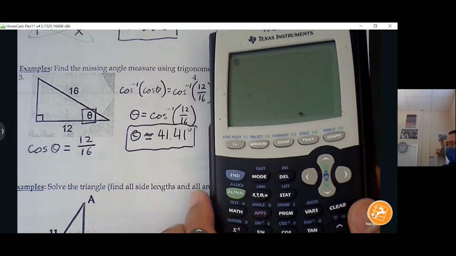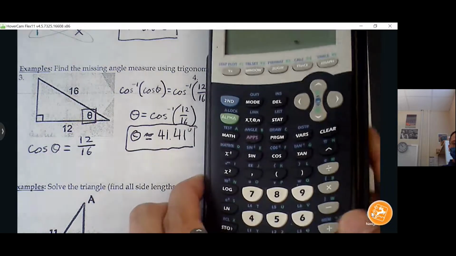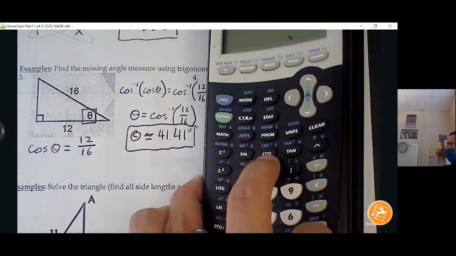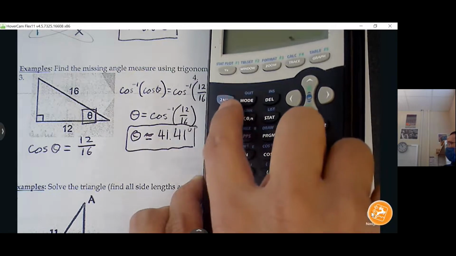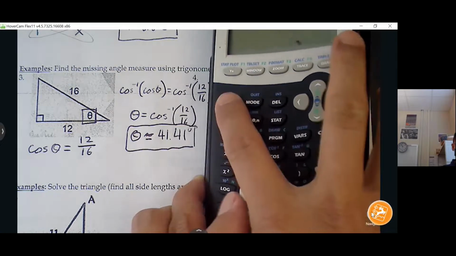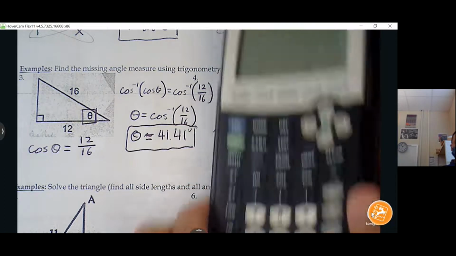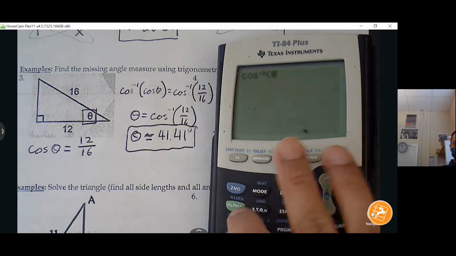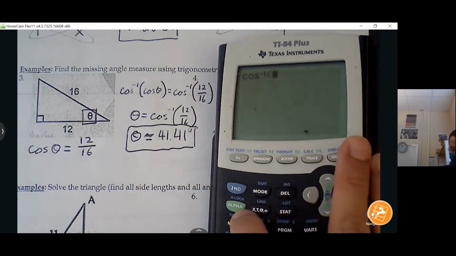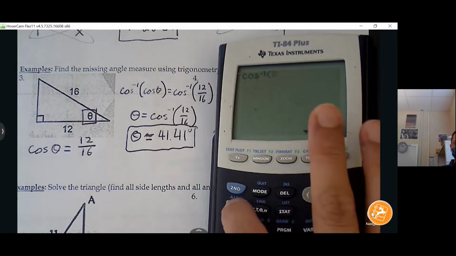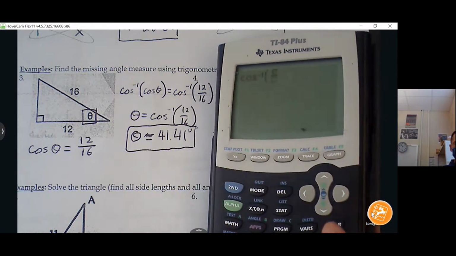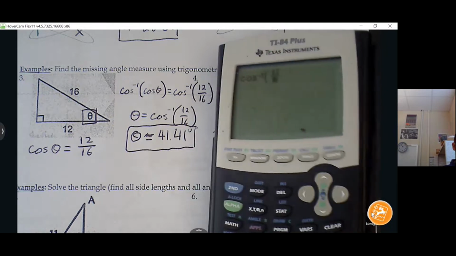In the graphing calculator, in order to get to that inverse cosine, you see how the inverse cosine is in the blue above the cosine button. So you've got to do second cosine. And then if you want to do that fractional math print feature, you can do alpha y equals, option 1, n over d, 12 over 16.